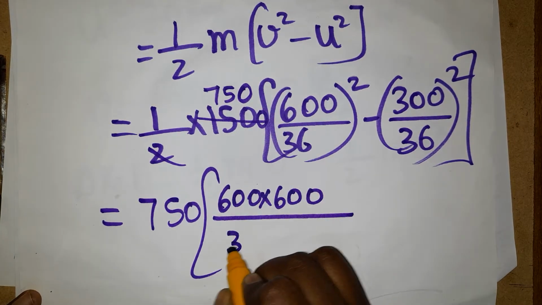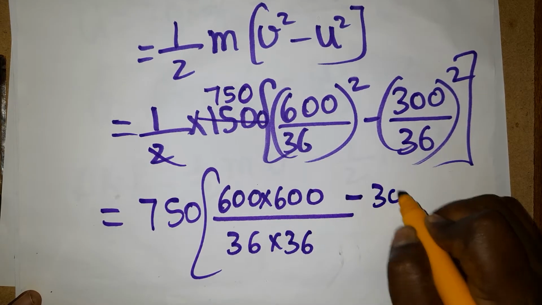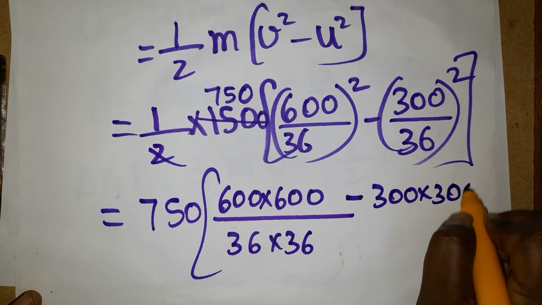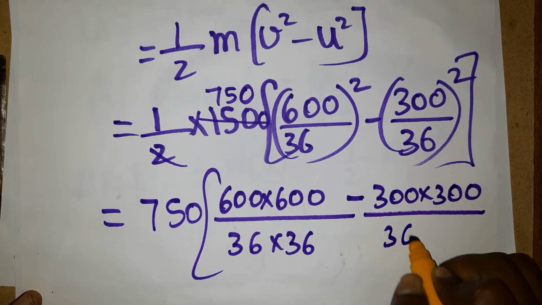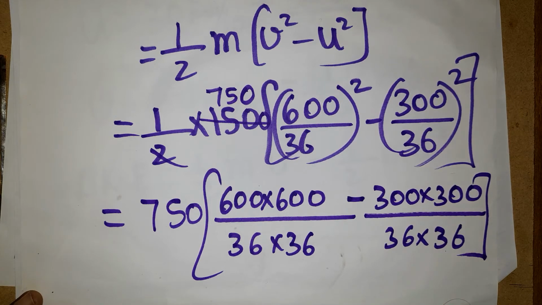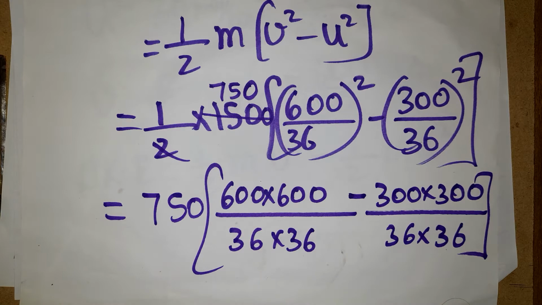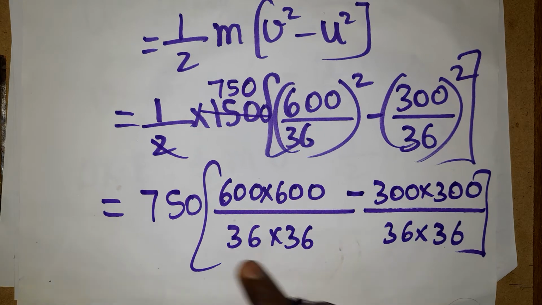Denominator 36 into 36. 2 square times, no, 36 into 36, minus 300 into 300 divided by 36 into 36. Slowly you can do the calculation. I made the calculation part very simple, because you can take the common term, then it will be very easy.